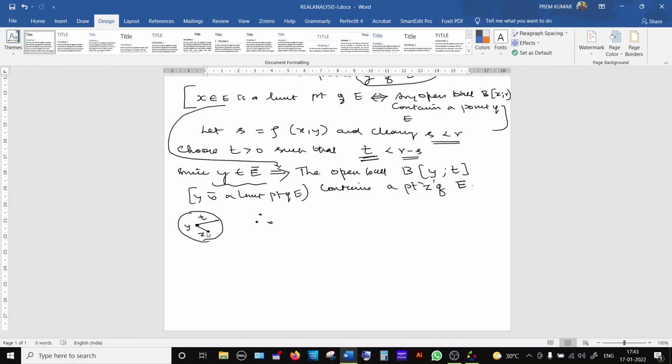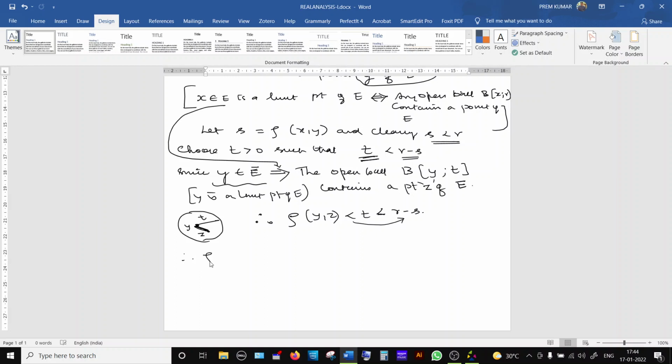So what is this distance? You have to think. Therefore, the distance between y and z is definitely less than t, because that is the radius of the open ball. So what is t we have assumed? t is still less than what? R minus S, or we can use t equal to R minus S also. So now rho, the distance between y and z, is less than R minus S.